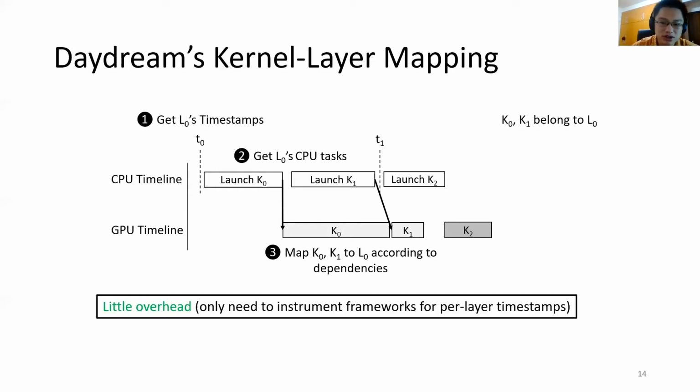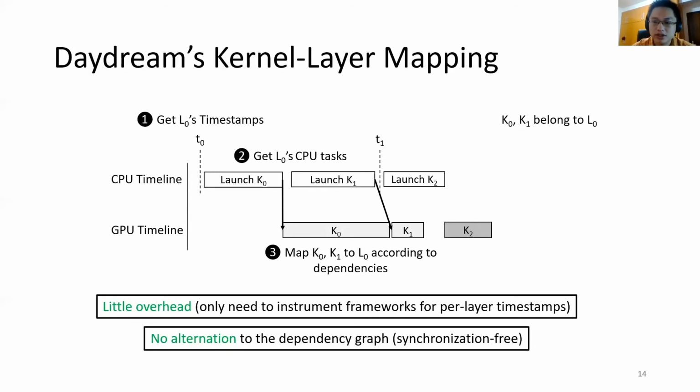This approach introduces little overhead because we only instrument per-layer timestamps in the frameworks. And there's no alteration to the dependency graph because we didn't inject any synchronizations, so the profiling trace we collected is actually accurate.